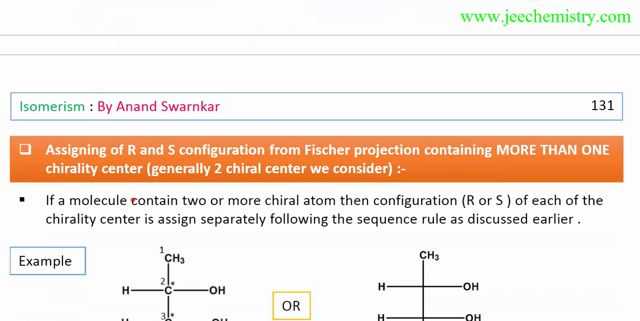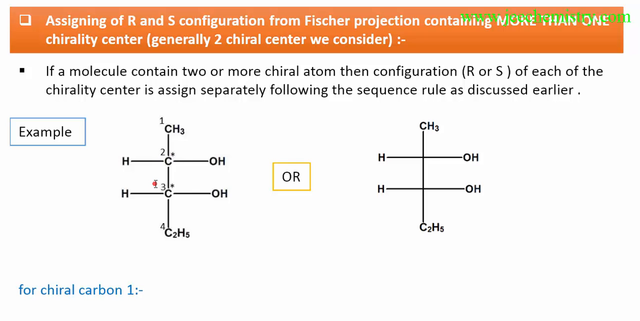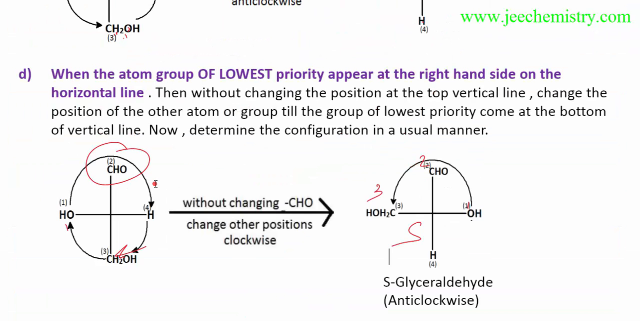Now we have to learn how to assign the RS configuration from a Fisher projection containing more than one chirality center. If there is more than one chirality center, how do we do the numbering for the RS configuration? Now we will learn some shortcut. Suppose this compound is given. We don't want to convert this compound into that compound. We directly want to assign it from this compound.